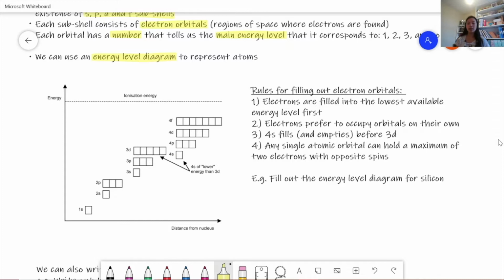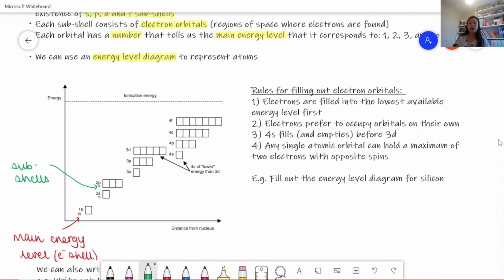So quickly summarizing that, what the number represents is the main energy level, which is basically the electron shell. And then we have the letters s, p, d, and f, and these are subshells. And then if we look at an individual box like this one, what we call this box is an orbital.